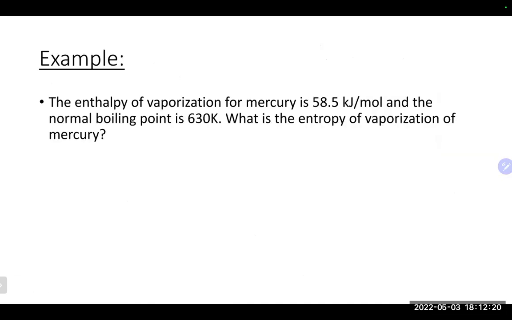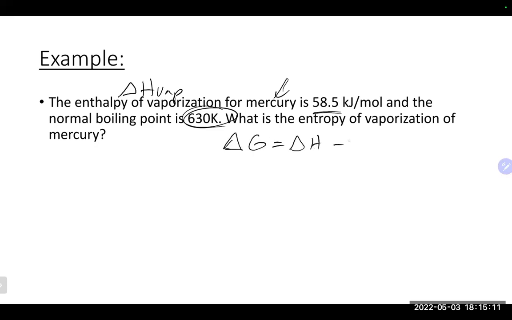Okay, so why don't you give this one a try? The enthalpy heat of vaporization for mercury is 58.5. Normal boiling point is 630. What is the entropy of vaporization there for mercury? Okay, so let's look at it. This is, again, our delta H of vaporization here. And again, as you can see, it is a different value here for mercury. In addition, our boiling point also a different value since we're not dealing with water in this case.